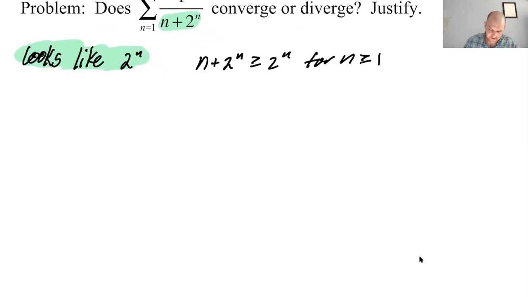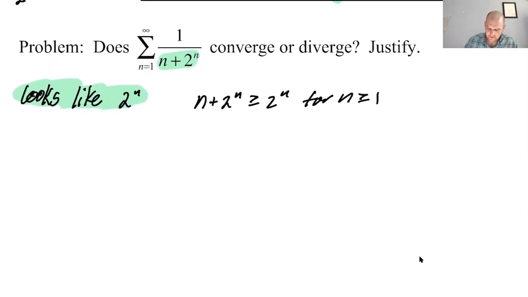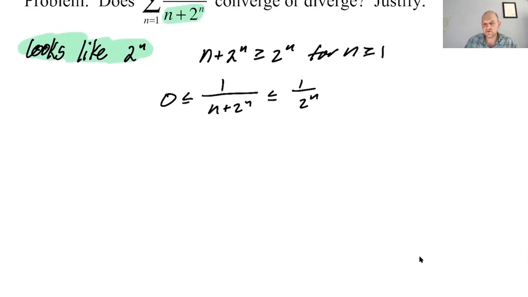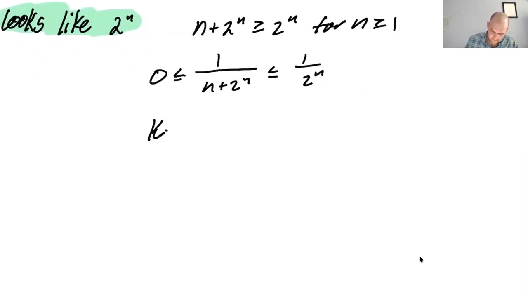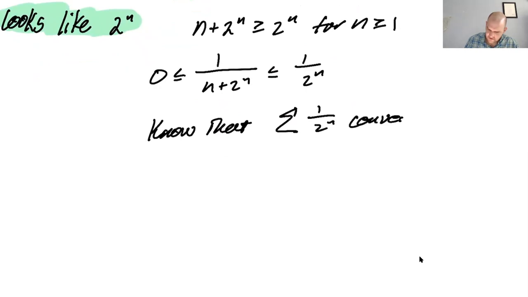So now let's use the property. And also, both of them are greater than or equal to 0. So we need that to be true, positive terms. Take reciprocals. This is definitely less than or equal to 1 over 2 to the n. And then also, this is true. So we're stuck in between 0 and 1 over 2 to the n. We know that the sum of 1 over 2 to the n converges.